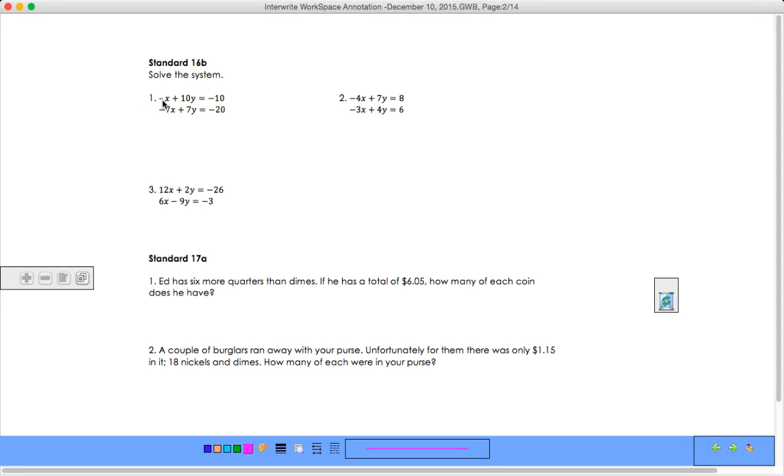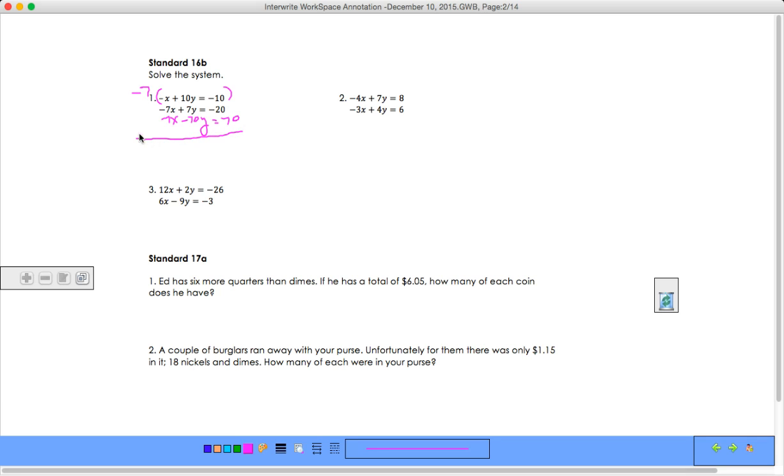So looking at the two, I'd really like to have a positive 7 here. I think that would be the easiest way to go. But to do that, I'm going to have to multiply this whole equation by negative 7. So negative 7 times negative x is 7x. Negative 7 times positive 10y is negative 70y. And negative 7 times negative 10 is positive 70.